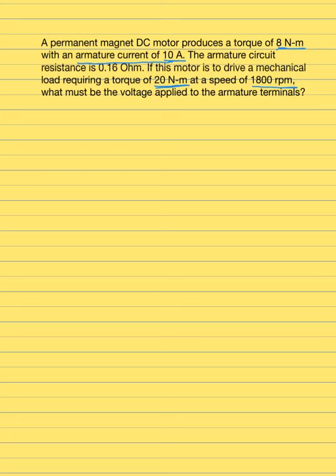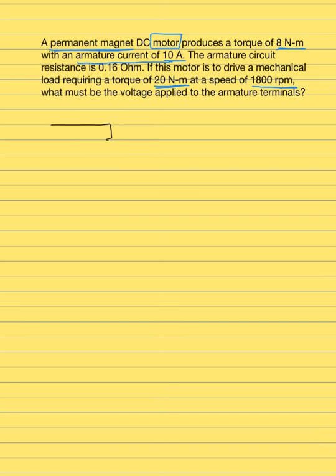If this motor is to drive a mechanical load requiring a torque of 20 Newton meters at a speed of 1800 RPM, what must be the voltage applied to the armature terminals? First of all, it's a permanent magnet motor, so it does not have any field side, only the armature side, and it is a motor. For a motor, this is how its equivalent circuit looks on the armature side.